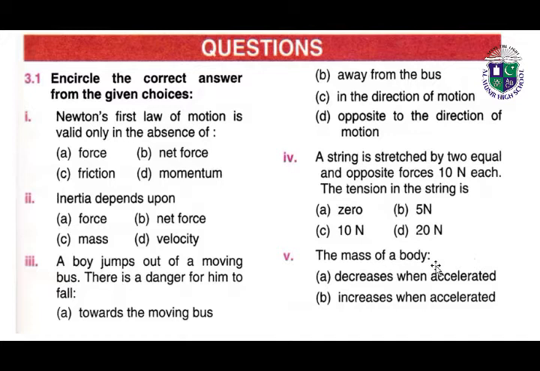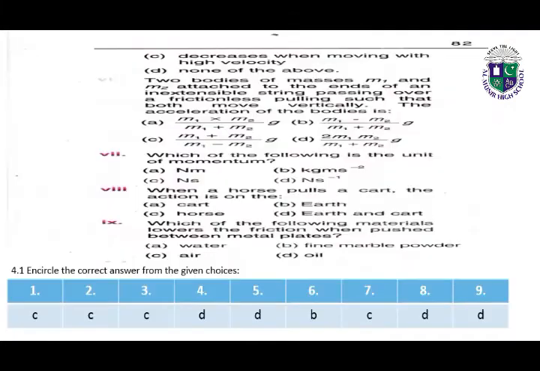The mass of a body decreases when accelerated, increases when accelerated, none of the above. So answer is D, none of the above. Next, part 6. Two bodies of masses m1 and m2 attached to the ends of an inextensible string passing over a frictionless pulley such that both move vertically. The acceleration of the bodies is. Answer is B, (m1 minus m2) over (m1 plus m2), times g.